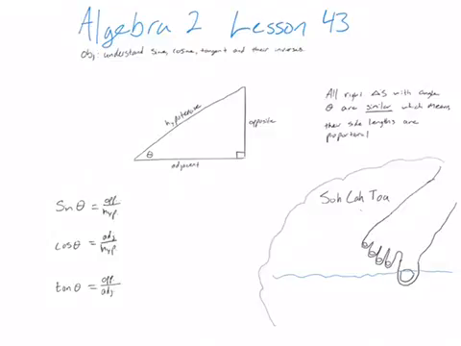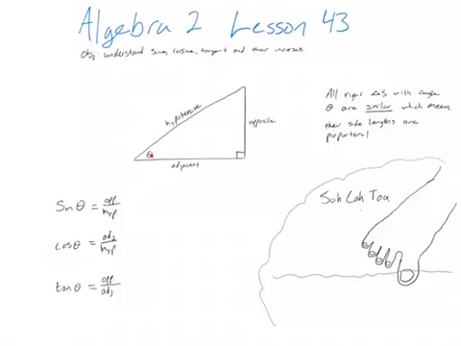This is lesson 43. Our objective is to understand sine, cosine, tangent, and their inverses. First of all, let's talk about right triangles, because trigonometric functions, which are sine, cosine, and tangent, are all about right triangles. You may have seen these before, but if not, here we go. We're going to call this angle down here theta. That's the Greek letter theta.